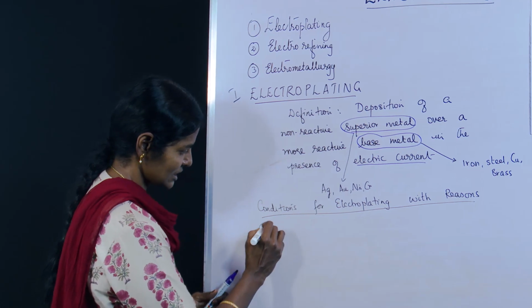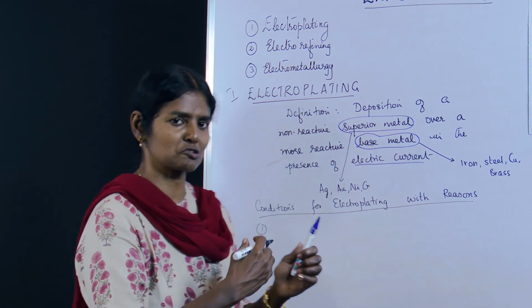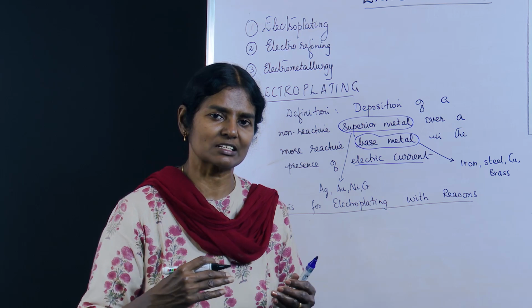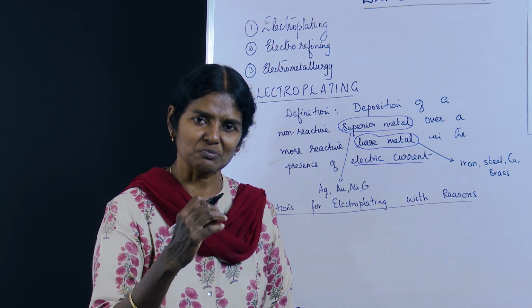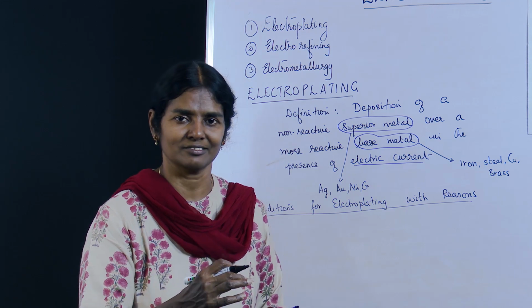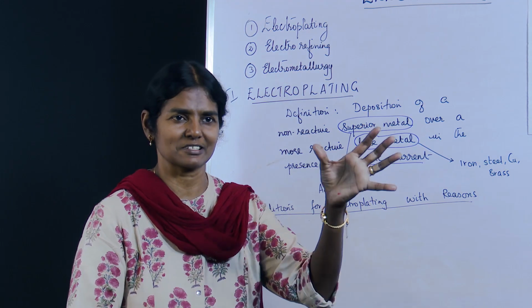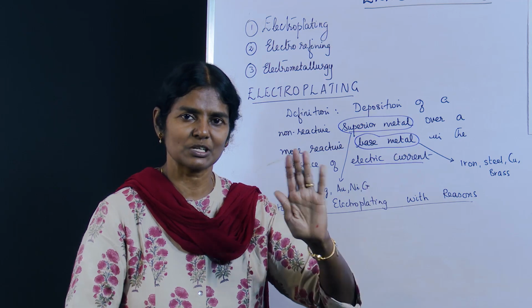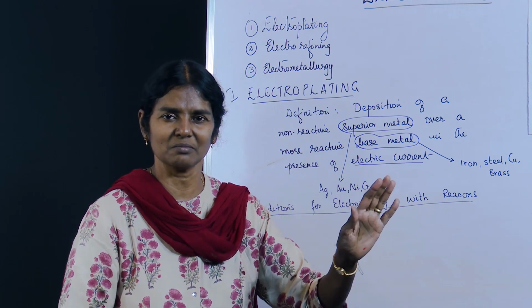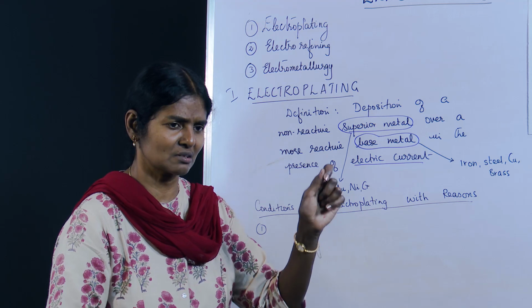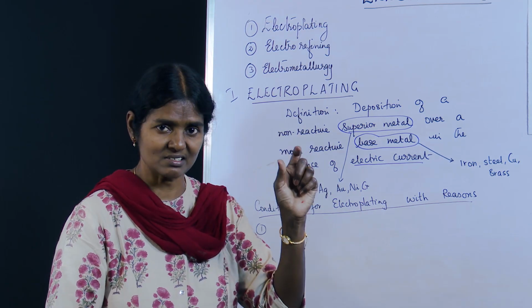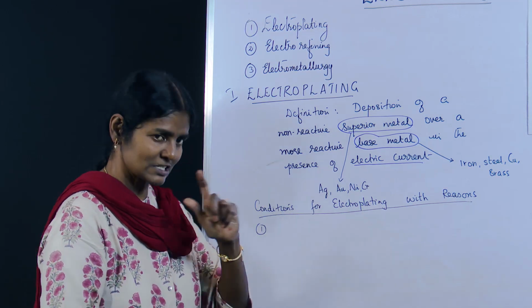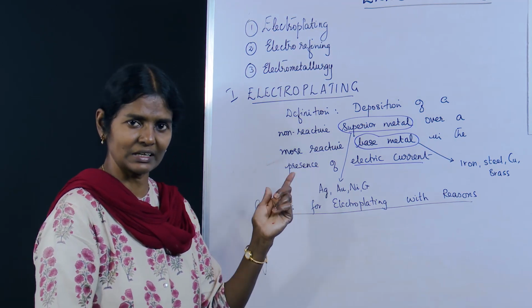So the first condition: before we start electroplating, the article to be electroplated should be clean. Usually when you paint a surface, when you paint your house, you know that you clean it extremely well before you start, otherwise the paint would just take away the dirt and the dust and there would be patches that are seen. So first and foremost the article should be cleaned up.